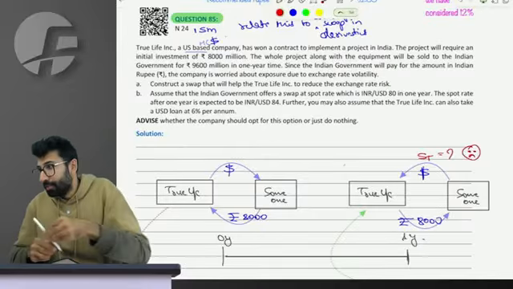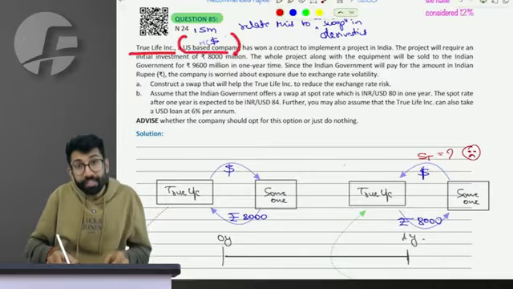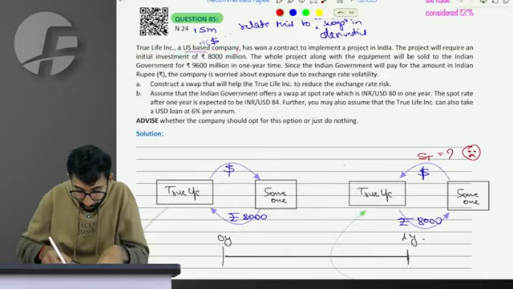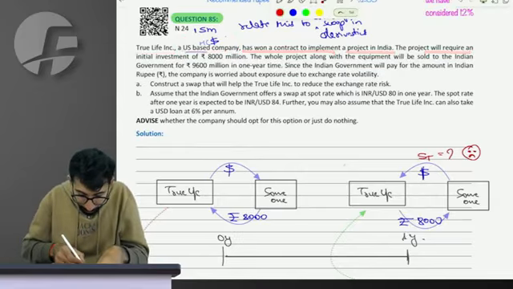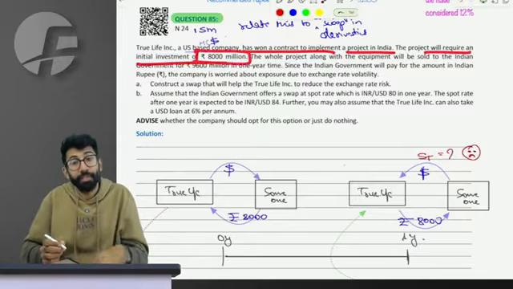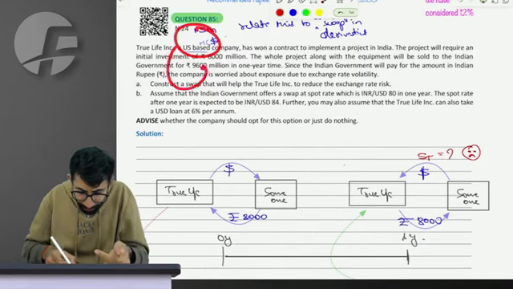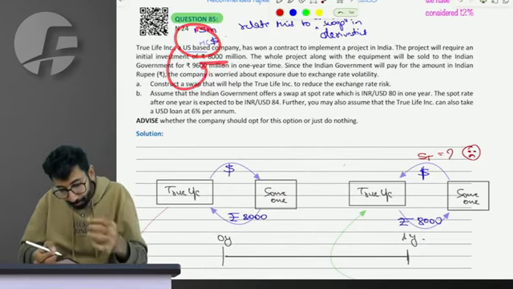True Life Incorporation, a US based company. When someone says I'm a US based company, I realize that my home currency is dollar. It has won a contract to implement a project in India. The project will require an initial investment of 8,000 million. Are you realizing? I'm a US company. I need rupee to invest. I have dollars, but I need rupee to invest.